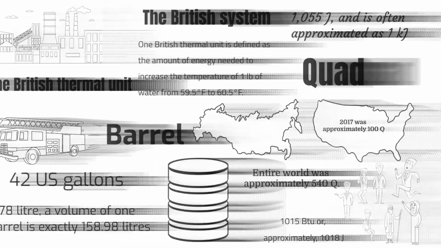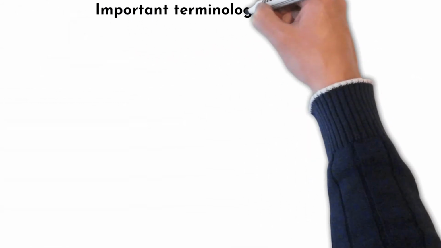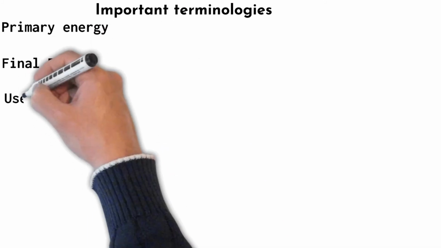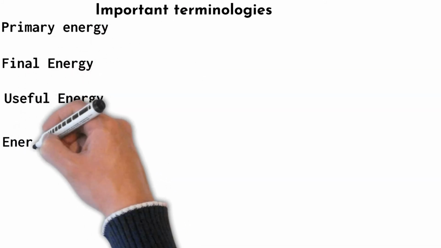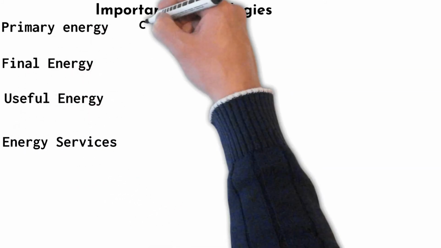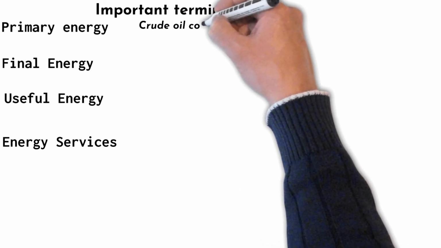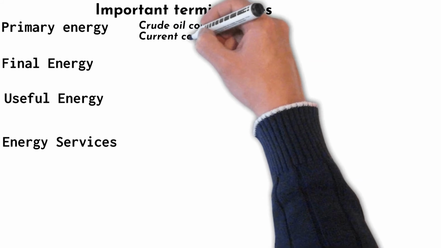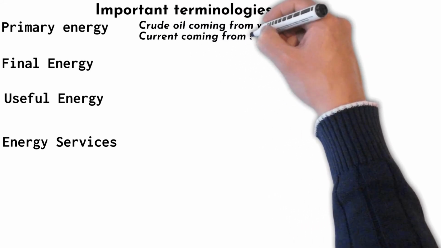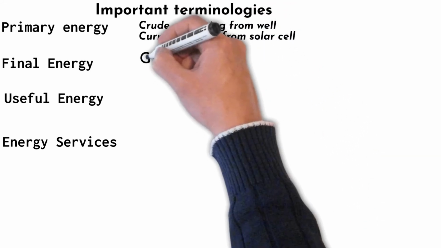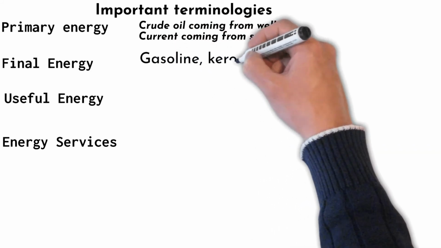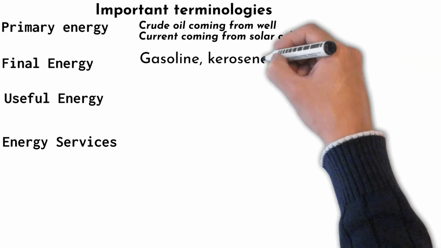Some other important terminologies related to energy we will discuss here: primary energy, final energy, useful energy, and energy services. Primary energy is the energy available in its raw form, like crude oil from a well or current coming from a solar cell. Usually we don't use primary energy directly. We do some engineering processes on primary energy and convert it into final energy, like gasoline and kerosene.